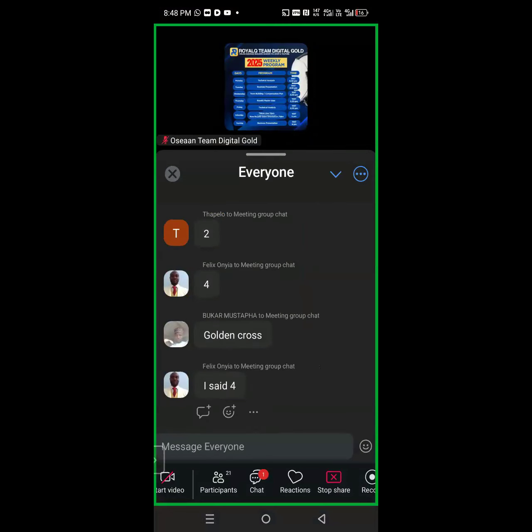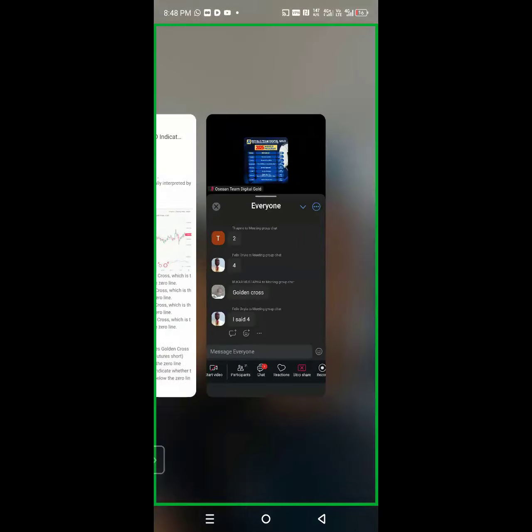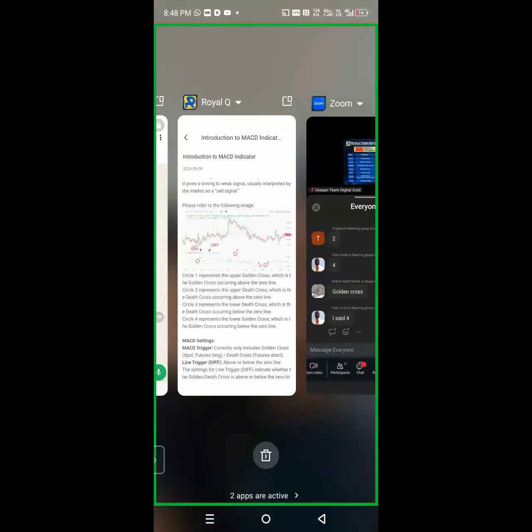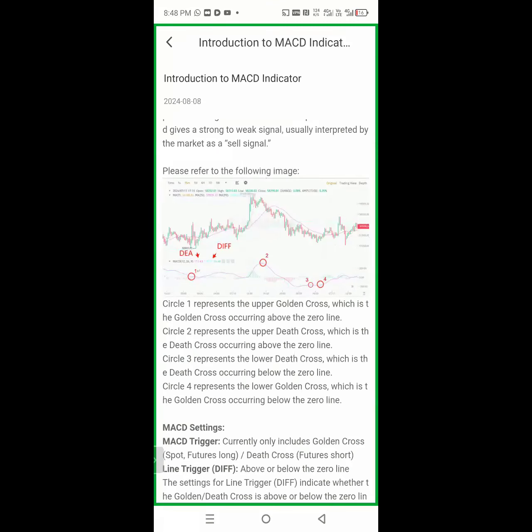Felix said 4, and that is correct. Both 1 and 4 are golden crosses, so we are asking about the position where it happened. Number 1 happened in the upper region, while number 4 happened in the lower region. When a golden cross happens in the lower region, as you can see in cycle 4, it gives you confidence that the coin wants to start going up.